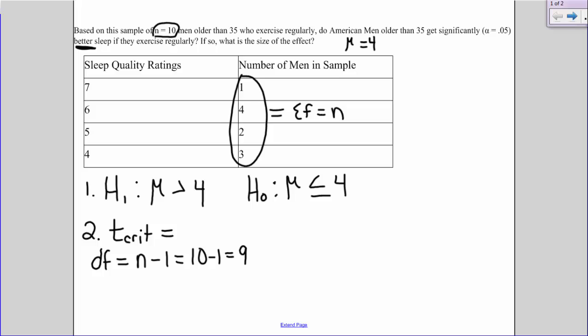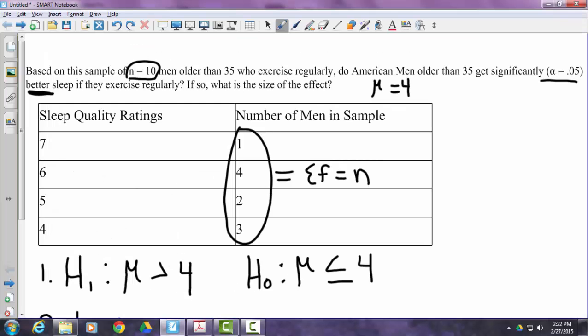Now you also need to consider what's your alpha level, and is it a 1 or a 2-tailed test? So in this case, our alpha level is 0.05, so I'm just going to jot that down. And I already identified that we have a one-tailed test, and we're only looking for values on the high end, or on the right side of the distribution, right? Because we're looking for better sleep, higher scores in our sample. So now let's go to our t-distribution, look for degrees of freedom of 9, alpha level 0.05, one-tailed test.